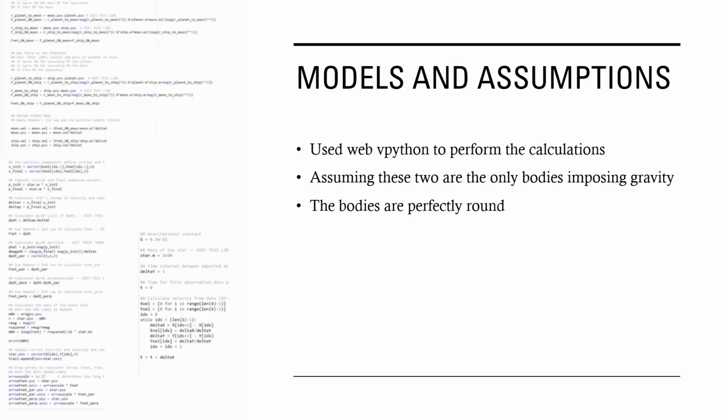So for the model and assumptions, I used VPython to perform the calculations, and I assumed that these two bodies were the only bodies imposing any force in the system, and that nothing else was happening around them, as well as the fact that the bodies are perfectly round, so that the mass is equally distributed, and there are no extra difficult calculations that we don't really know how to do.